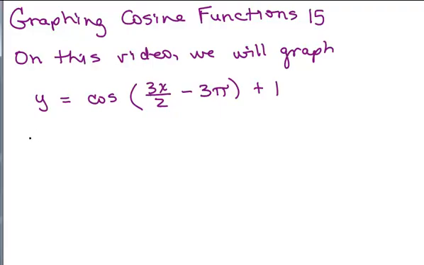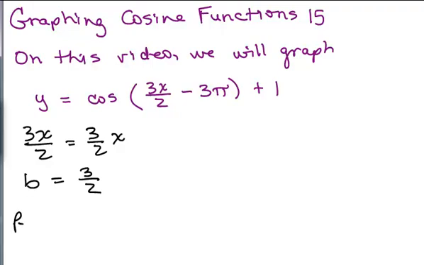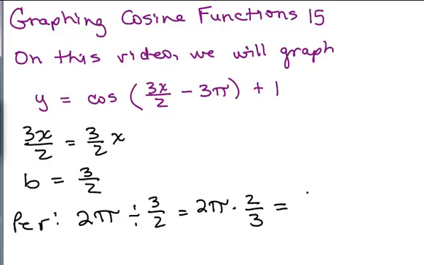So remember that 3x over 2 is the same thing as 3 halves x, which means in this case b equals 3 halves. So to get the period, we take 2 pi, the normal period for cosine, and we divide by b. So we're going to divide by 3 halves, and dividing by fractions means you're multiplying by the reciprocal, so that is times 2/3, and that gives me 4 pi over 3. So our period is 4 pi over 3. Let's write that down. The period is 4 pi over 3.